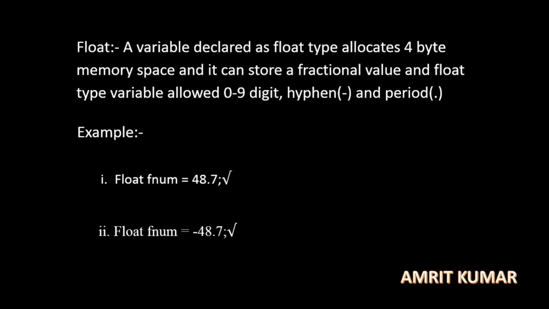So if we see here, moving on to the example, I am using a variable whose name is fnum of float data type. So its size is going to be 4 bytes and it can store a fractional value, and the float type variable is allowed from 0 to 9 digits and also hyphen and dot. If we say that this is a right or wrong statement, then we will conclude this is a right statement, because fnum is a variable containing the float data type.